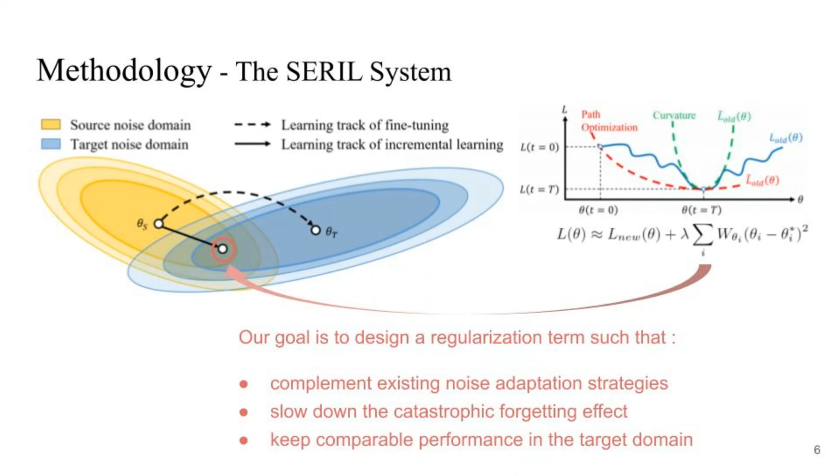In this paper, we propose a regularization-based incremental learning SE strategy, complementing existing noise adaptation strategy without using additional storage. With a regularization constraint, the parameters are updated to the new noise environment while retaining the knowledge of the previous noise environments. It allows the model to slow down the catastrophic forgetting effect and keeps comparable performance in the target domain.